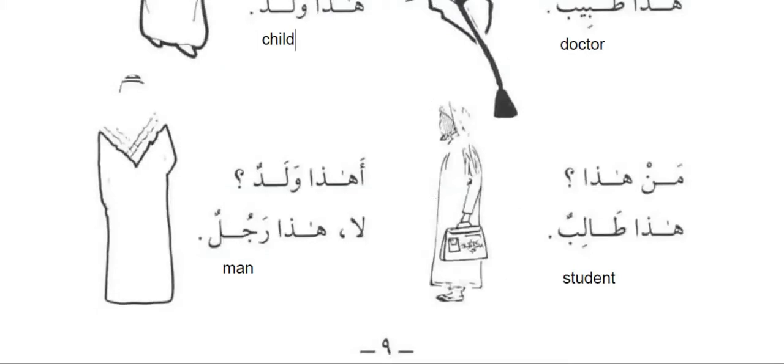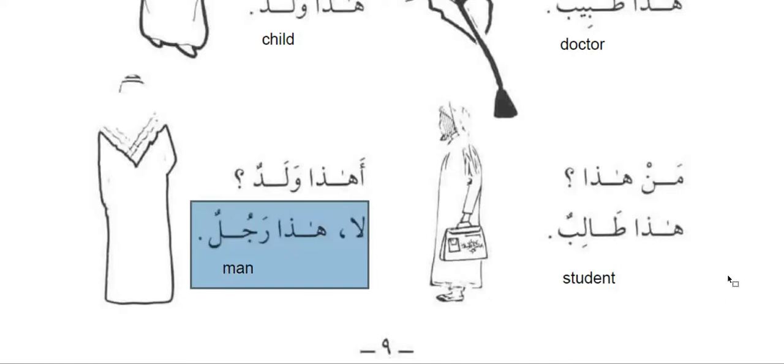من هذا? Pointing to this picture. Who is this? هذا طالب. This is a student. Pointing to this one here. أهذا ولد? Is this a child? And the correct response would be لا. هذا رجل. No, this is a man.